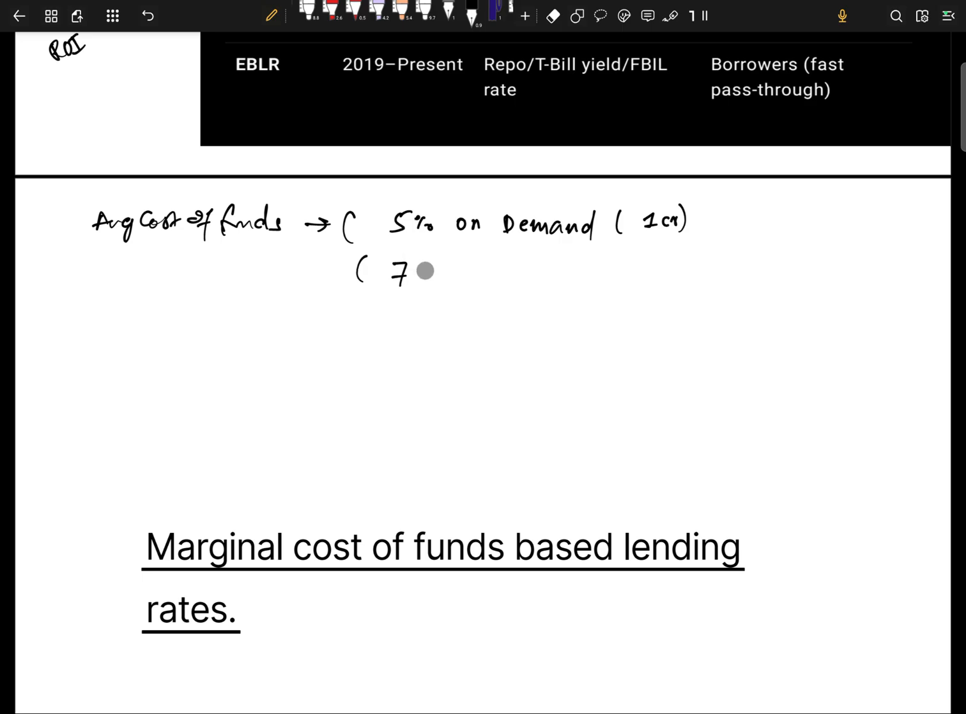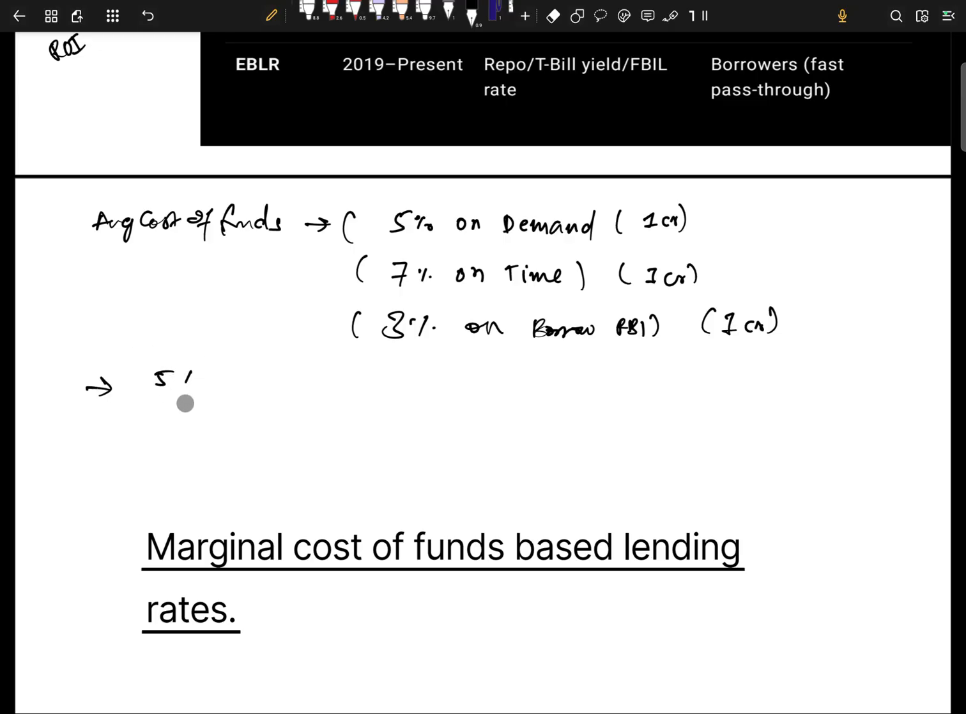Later on, banks have to pay 7% interest on time deposits, that is fixed deposits, let's say 1 crore. Again, later on, banks have to pay, let's say, 3% on the money borrowed from RBI, that is 1 crore. So how do we calculate our average cost of funds?